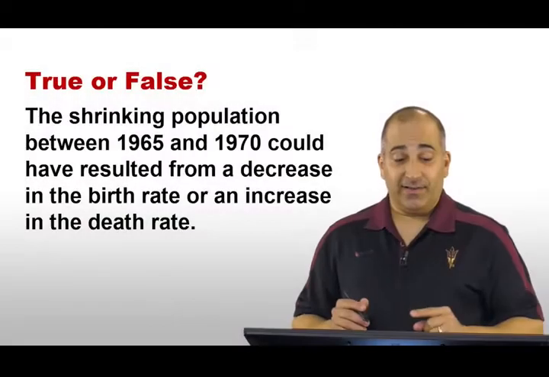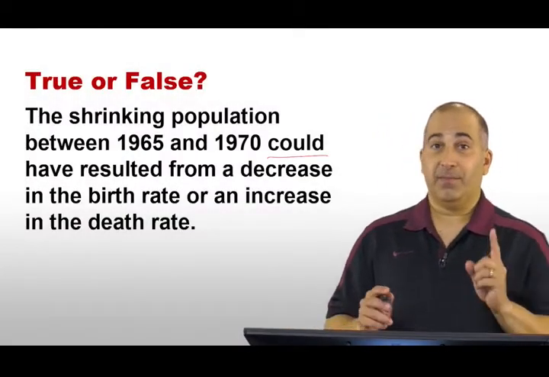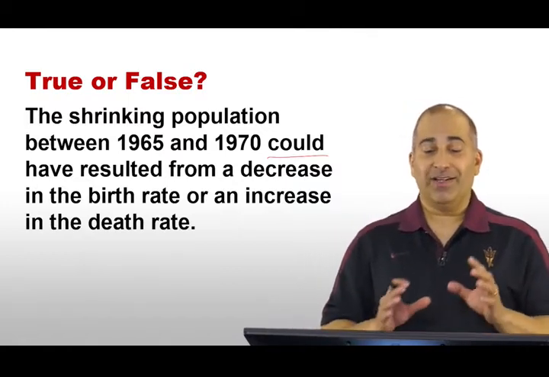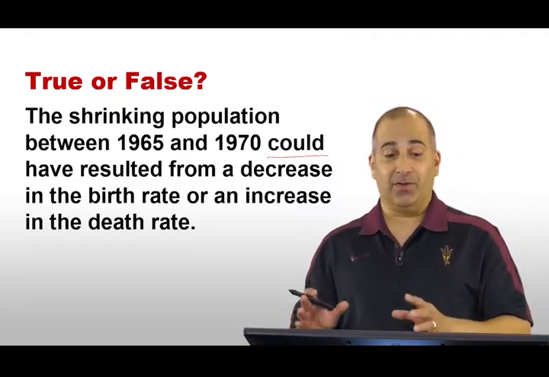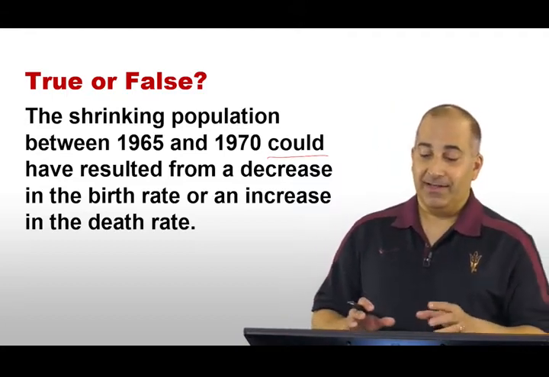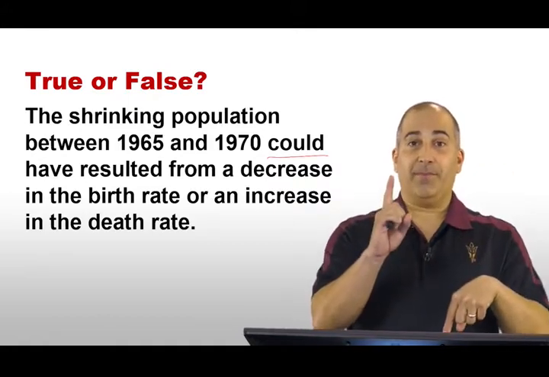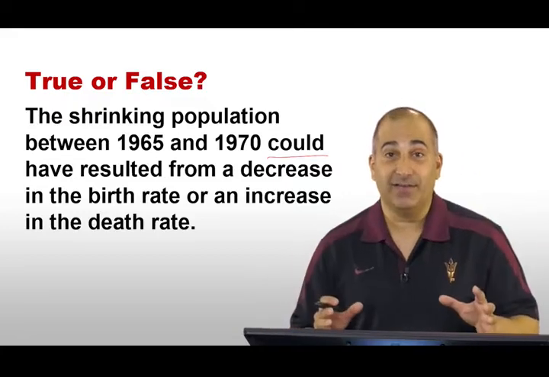Okay, the key to answering this question correctly is realizing that the word "could" means that it's possible, right? It doesn't say that it did result, but what this is asking you is mathematically, which of these options are possible? And what it's saying is that it could be that the birth rate went down or the death rate went up.